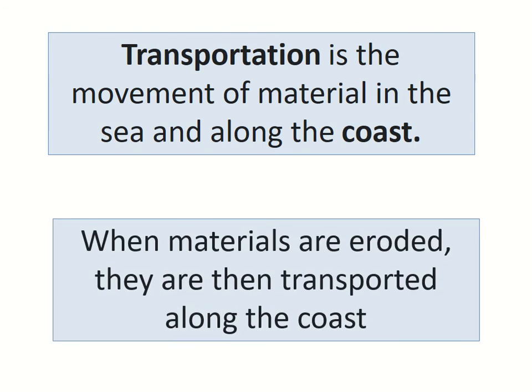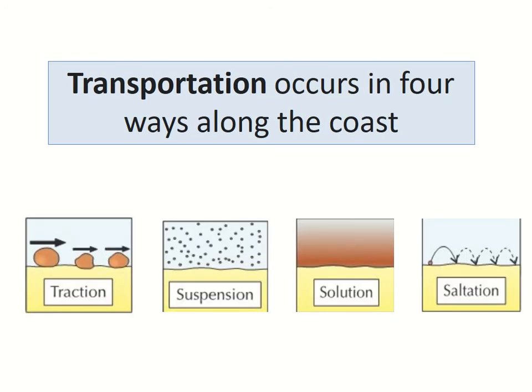And so when we have our erosion materials, they are moved along the coast until eventually the final process is deposition. They are let go somewhere else. So the material doesn't just disappear entirely. And so transportation in the ocean occurs in four different ways: traction, suspension, solution, and saltation. So when we have our erosion and that eroded material ends up in the water, it is then moved somewhere else via the water via these four processes.